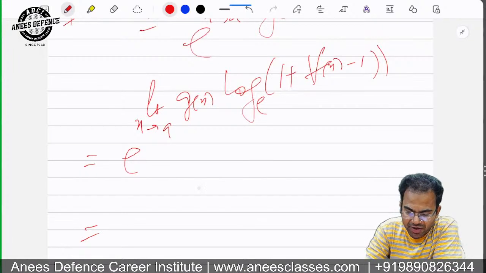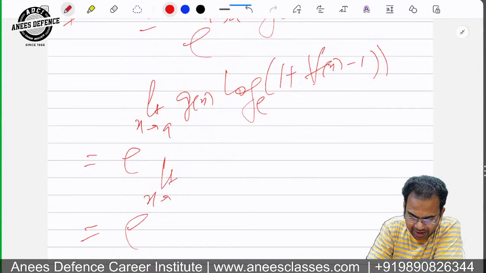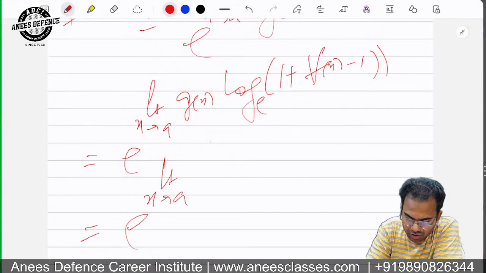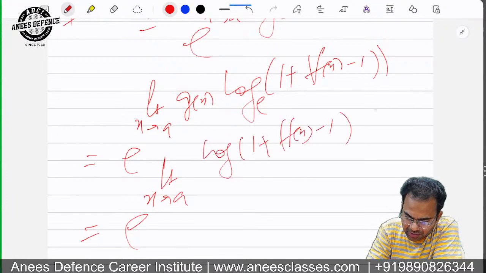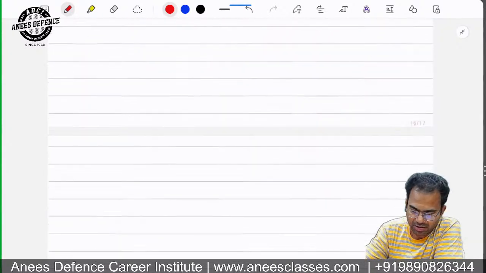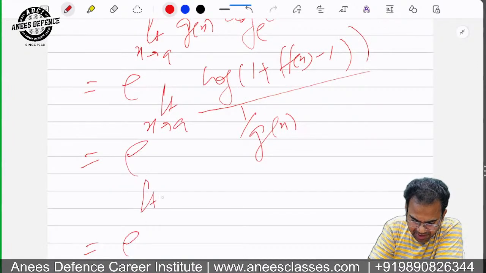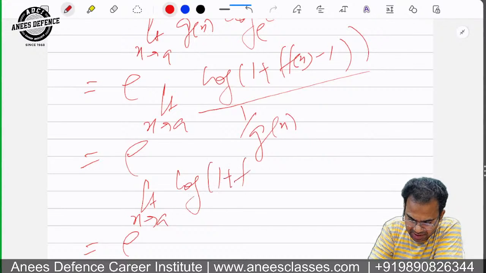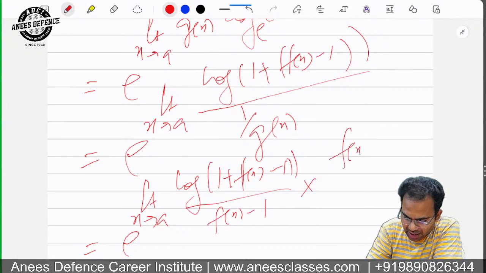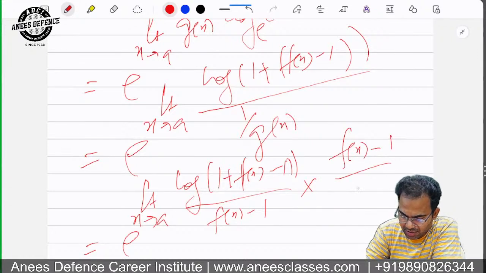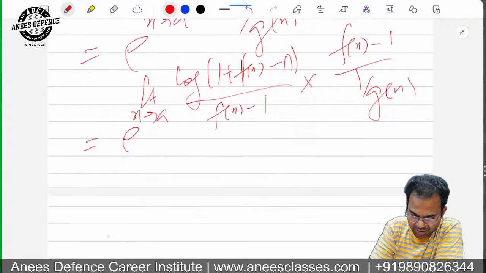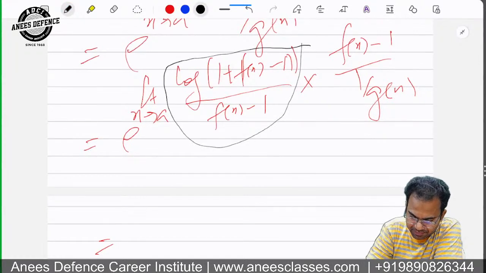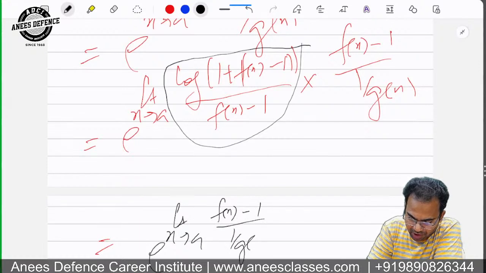Now this is the 0 into infinity form in the power of e. So I can write limit x tends to a of log of 1 plus f of x minus 1, whole divided by 1 upon g of x. I will write e to the power limit x tends to a of log of 1 plus f of x minus 1, whole divided by f of x minus 1, then I will multiply f of x minus 1 upon 1 upon g of x. This portion will be 1. So it will be limit x tends to a of f of x minus 1 upon 1 by g of x. You have to solve this.